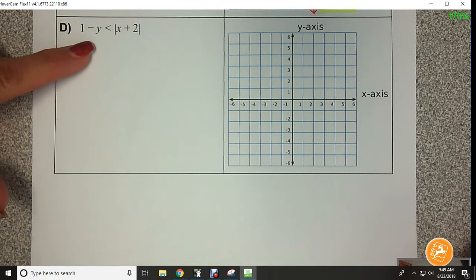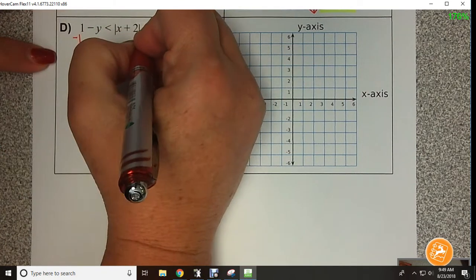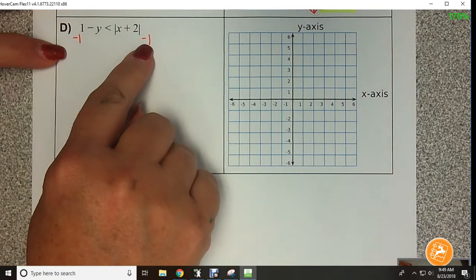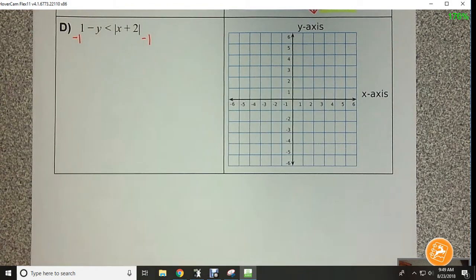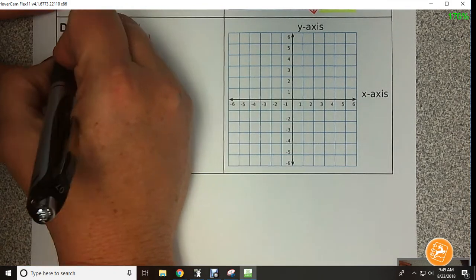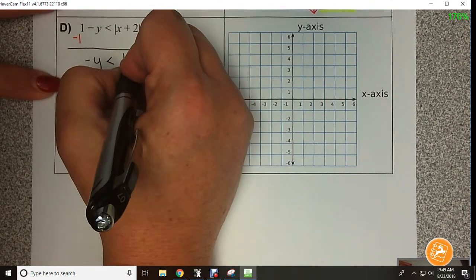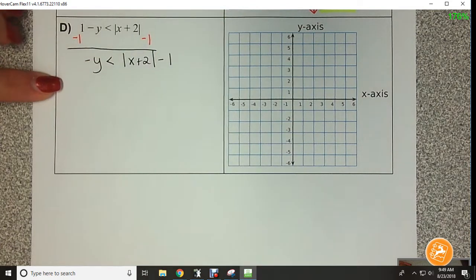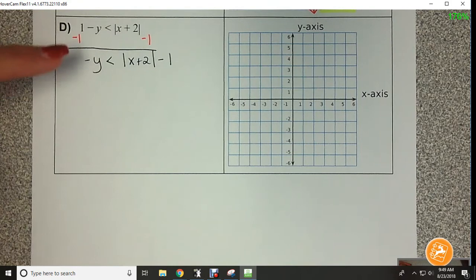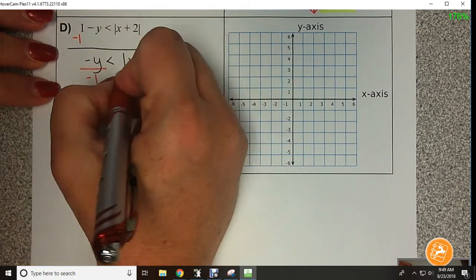Okay, so the very first thing I've got to do here is get y by itself. So I'm going to start out by subtracting 1 from both sides. And remember, you cannot take something that's out of the absolute value and put it in. If it's outside, it's got to stay outside. So negative y is less than absolute value of x plus 2. My minus 1 goes out here. Now, to get y by itself, I have to divide everything by -1.